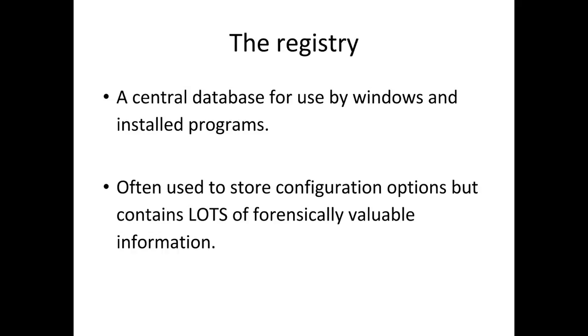Now, next week, you're going to be looking at something called the registry. It's a central database which is used by Windows in order to manage how the installed programs are going to run. And the registry does store a lot of configuration options, but it also stores a lot of forensically valuable information. You'll see once we start to look at the registry that it will store things like IP addresses that have been accessed, URLs that have been accessed, when things were last used, what files were last used by particular applications. So it's quite a useful resource to look at.